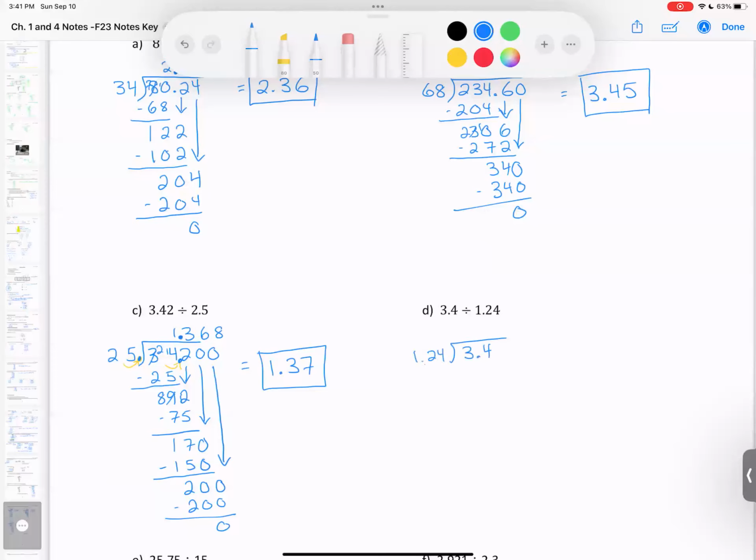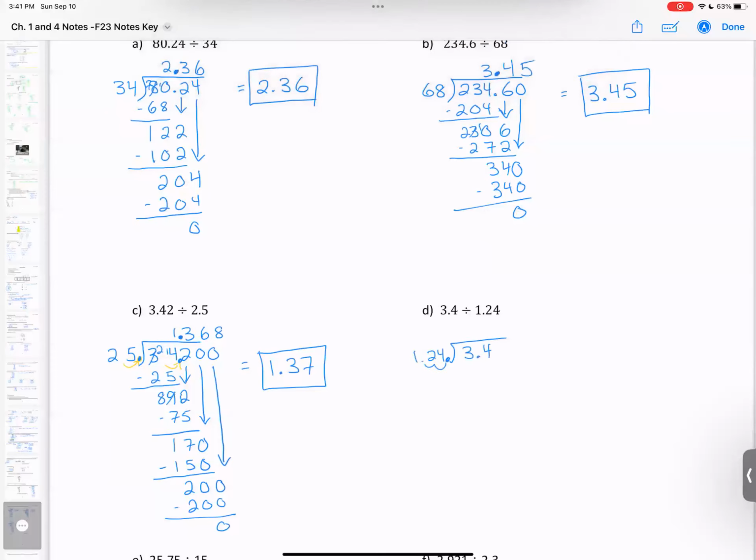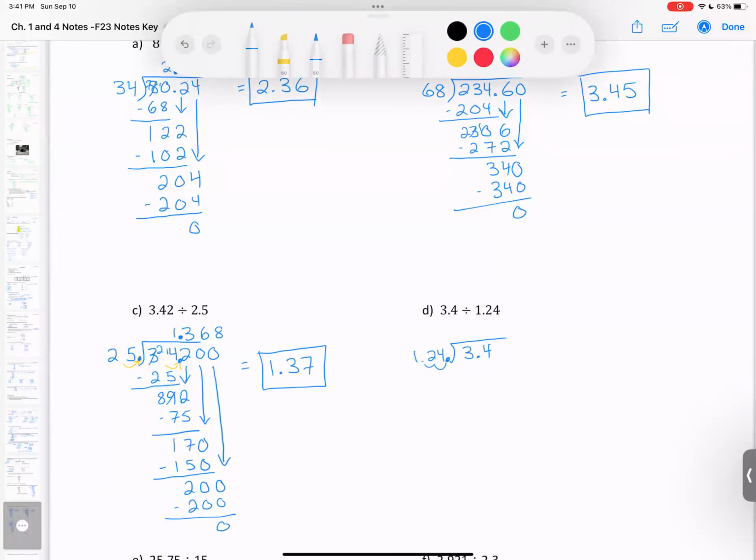We're going to have to go over 2 positions here for our new decimal. Now we're going to have to go over 2 positions here too. Remember, we can add that 0 to move that one over. So I'm going to erase the original positions there. Okay, and now we need to ask ourselves, how many groups of 124 can we fit into 340?